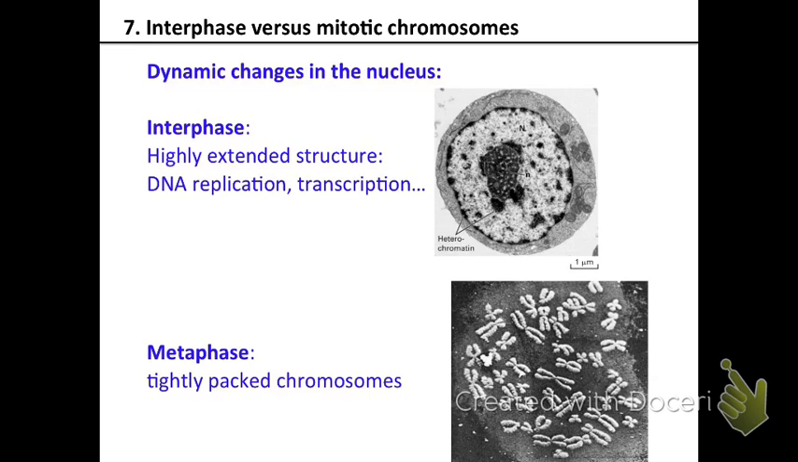So during interphase of the cell cycle, interphase is basically the stage that is not mitosis, okay? So during S phase, G1 and G2, you're going to have chromosomes that fit inside this nucleus. So this is the nucleus of a cell. And all these have a highly extended structure, and there's DNA replication and transcription, etc. going on here. In the metaphase, these chromosomes are going to be tightly packed.